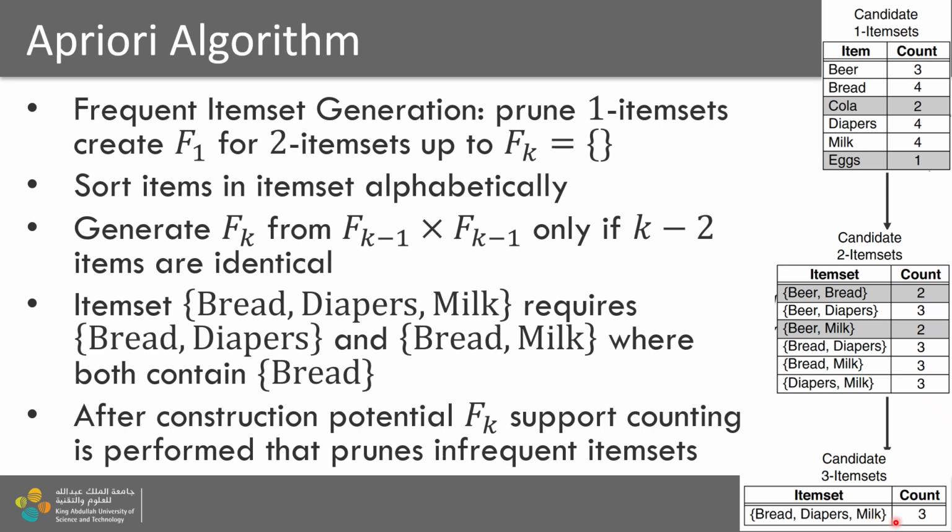As we have only a single one, we cannot create a 4-item set, and with this our process of frequent item set generation is completed. We have successfully pruned a lot of options in this process, and we have finished with choosing just one 3-item set.